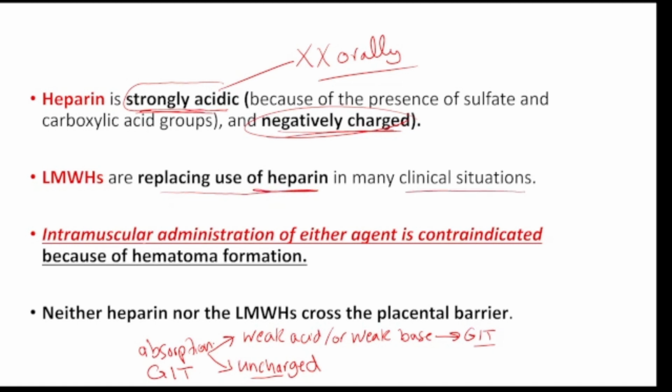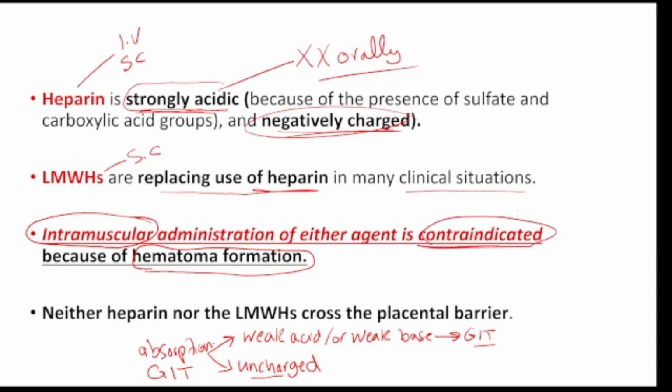Here we need to emphasize this: heparin is prescribed IV or subcutaneous. Low molecular weight heparin is subcutaneous. They say never ever prescribe heparin intramuscularly because this will lead to the formation of hematoma. So please remember, intramuscular administration of heparin or low molecular weight heparin is considered contraindicated. It's not allowed to prescribe IM because this will lead to hematoma.